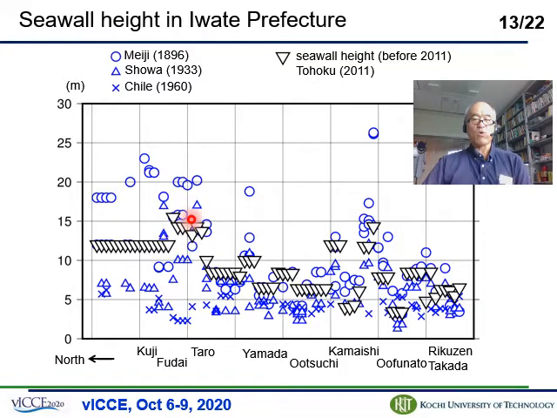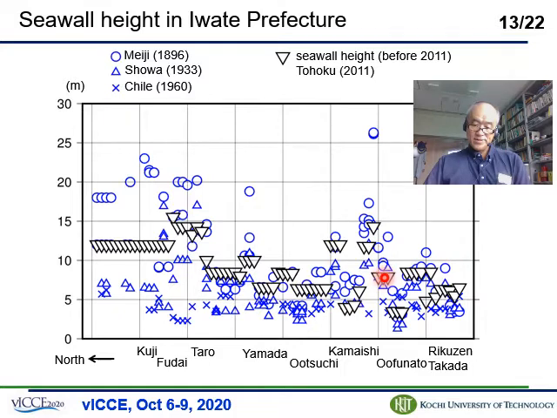Historically, the seawall height on the Sanriku coast was determined on the basis of past tsunami height. This picture shows the along-shore distribution of tsunami height in Iwate Prefecture, together with the seawall height determined on the basis of these tsunami data.